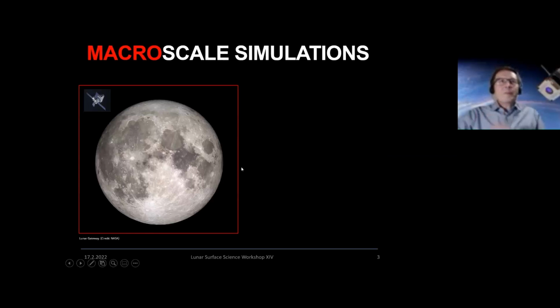The first space scale is the large-scale macro scale, which contains the whole moon and the space around it. We need to understand the properties and processes in this space region when we have a lunar orbiter, or also a lander that stays a while in this space region.